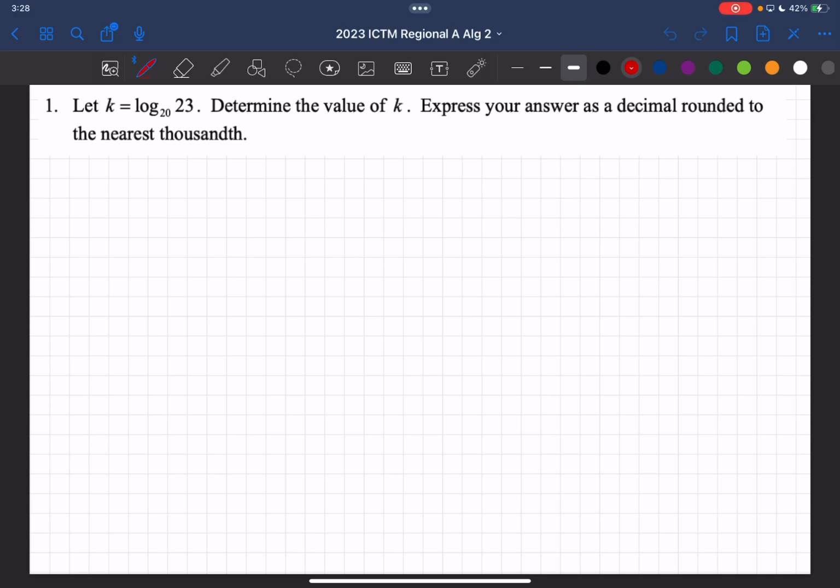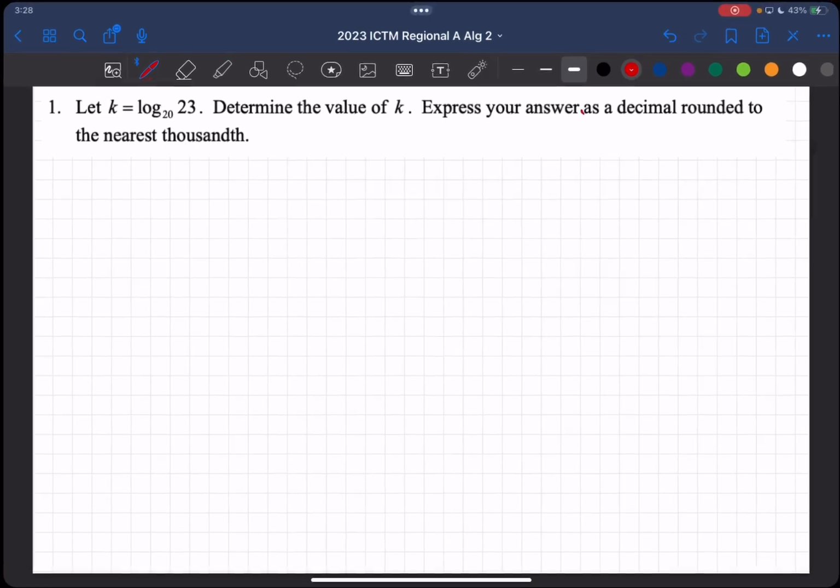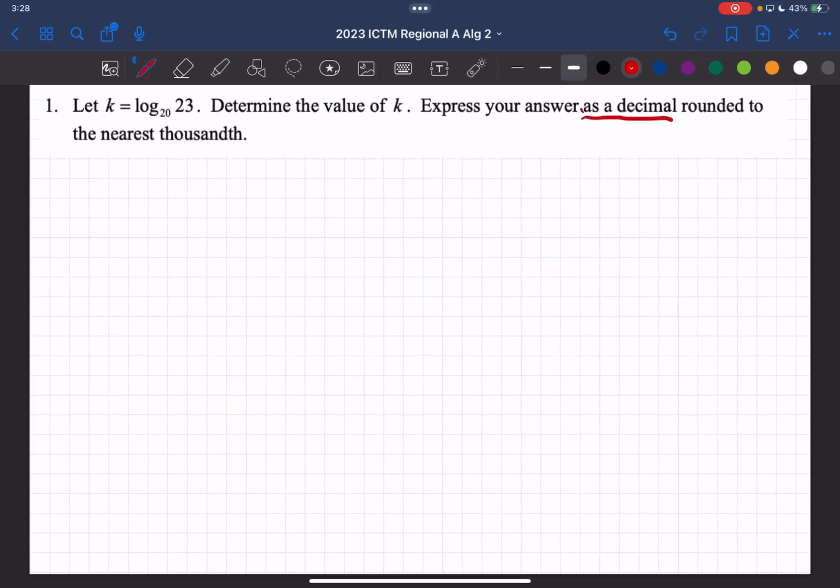So with number 1, let k equal log base 20 of 23. Find the value of k. Now we want to express your answer as a decimal. This is important. When I do these problems, I always underline this phrase to remind myself that this is a problem where I'm going to use my calculator and write the answer as a decimal. So the normal rules of fractions and radicals obviously don't apply here.